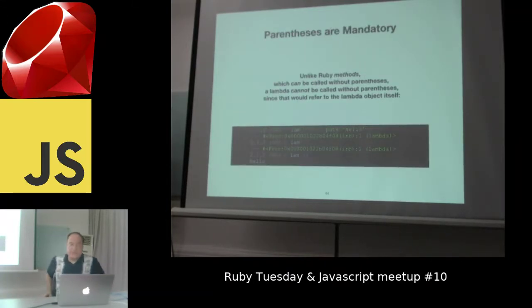With lambdas, parentheses are mandatory, unlike with methods. So when we create a lambda and we just refer to it by its name, this is just a local variable, it's just going to show you, yeah, this is a lambda, because that's what it's referring to. Ruby does some special thing with the method calls that it doesn't do with regular variables, right? So you have to specify the parentheses, whether you're doing dot call or what, unless you're using the square brackets, which please don't do.